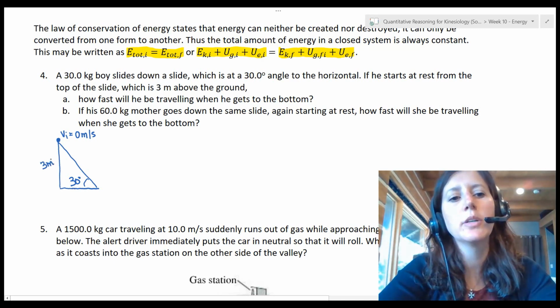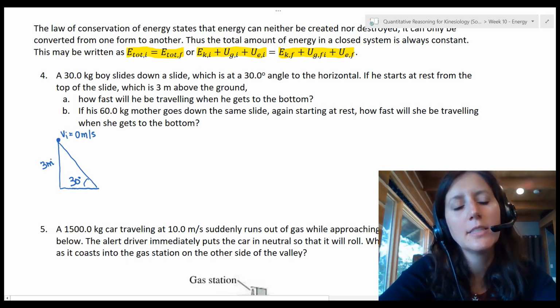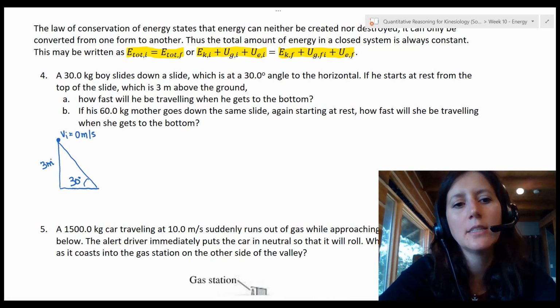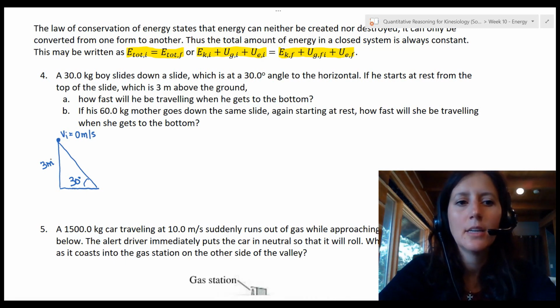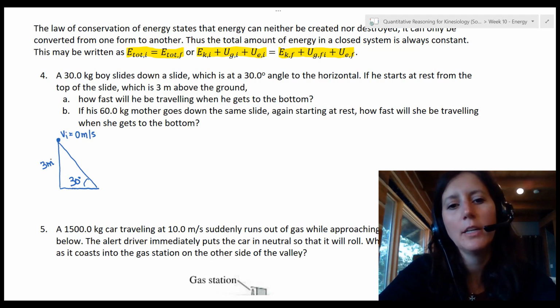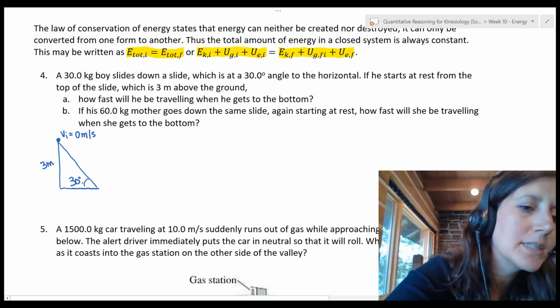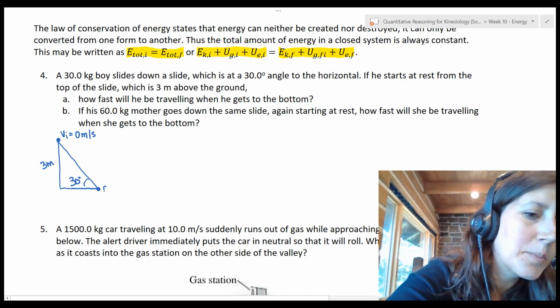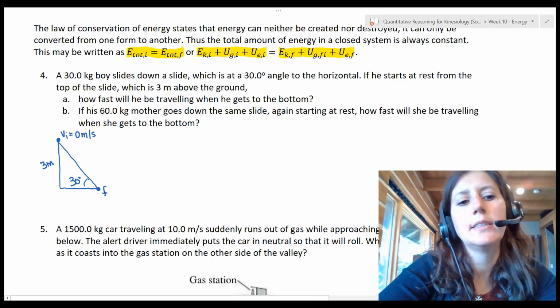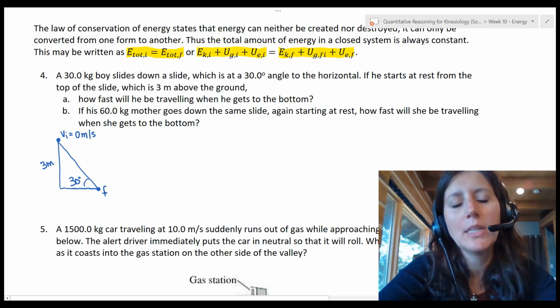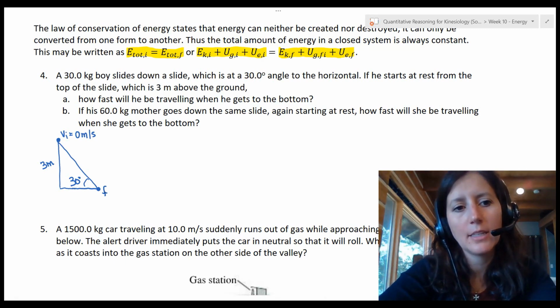All right, so we're going to figure out what our initial velocity is, our initial height is, our initial delta x is. And then we're going to do the same thing for final and solve for the unknowns. Initial is when he's at the top of the slide, final is when he's at the bottom of the slide. Now, before we can begin, we need to think about what our reference height is.